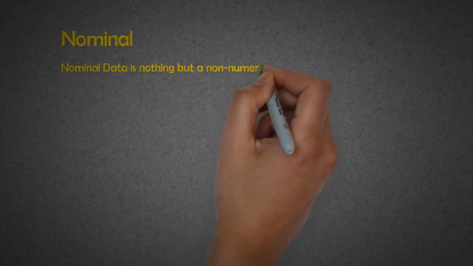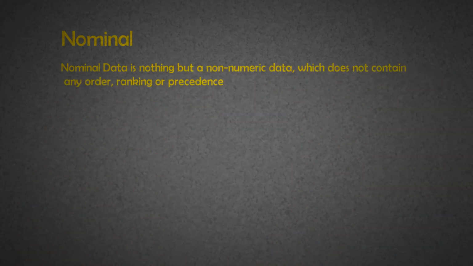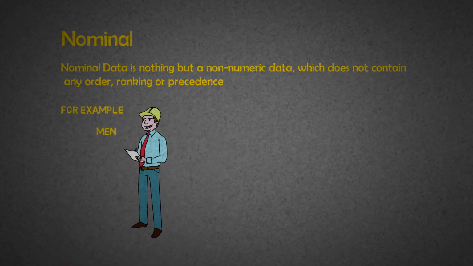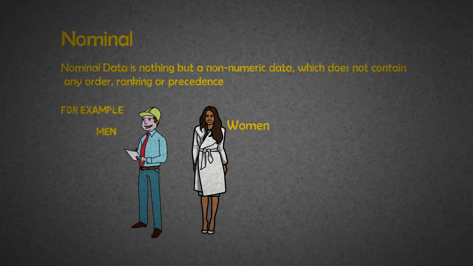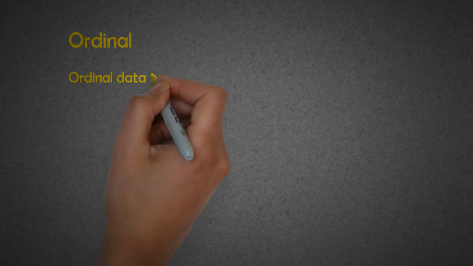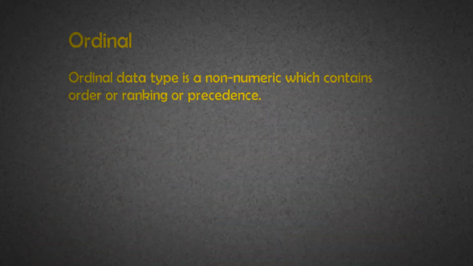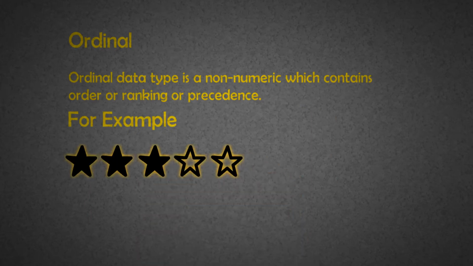Nominal. Nominal data type is a non-numeric variable type, which does not contain any order or ranking or precedence. For example, gender is nominal data type, which has no ranking or precedence. Another example is color. There is no order or ranking for color. Ordinal. Ordinal variable type is a non-numeric type which contains order or ranking or precedence. For example, customer star rating.